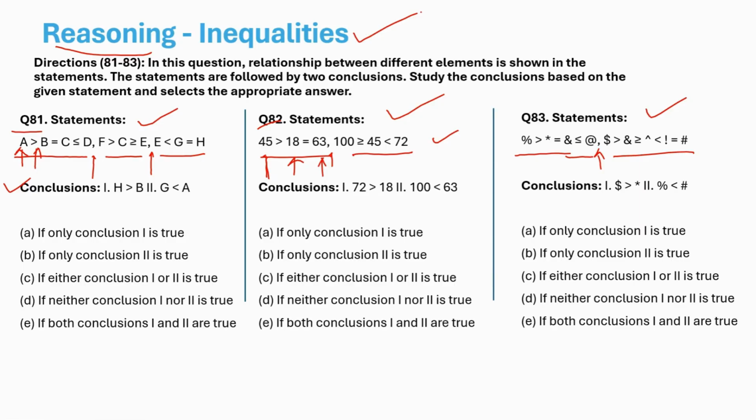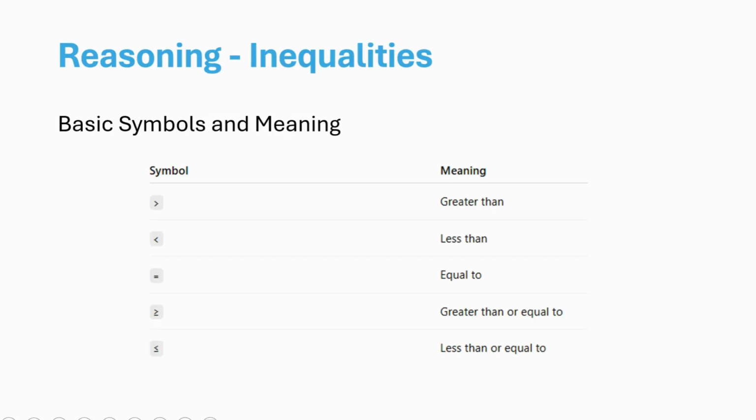Similarly, in question number 83 we have some elements like percentage, asterisk, ampersand, at the rate. So these statements are a combination of some elements and symbols. These symbols are very basic, like greater than, less than, equal to, greater than or equal to, less than or equal to. So these are the very basic symbols.